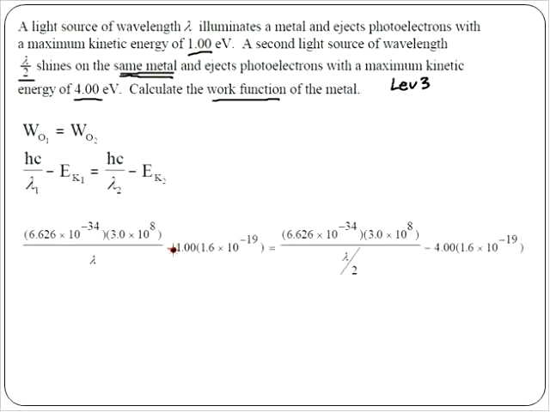And what you've got to notice here is that the energy was given in electron volts. So I have to convert that to joules by multiplying by 1.6 times 10 to the negative 19. Technically it's 1.602, but I'm not going to worry too much about that. Okay, so there's your setup. There's the setup of the equation.